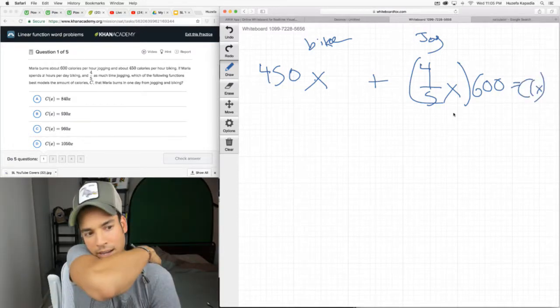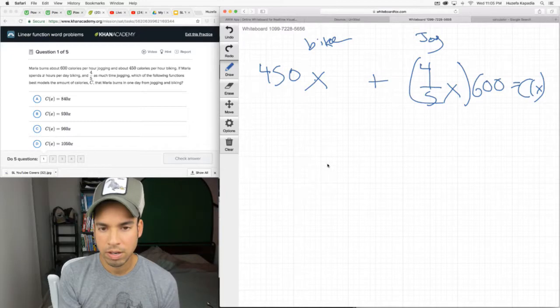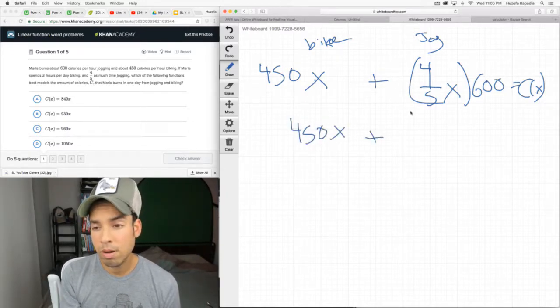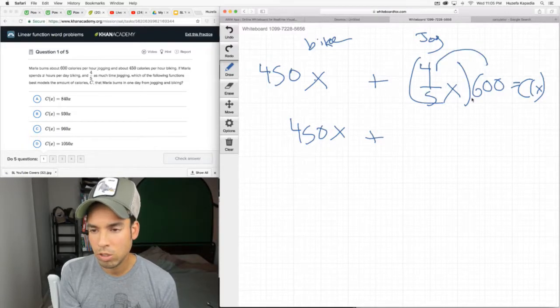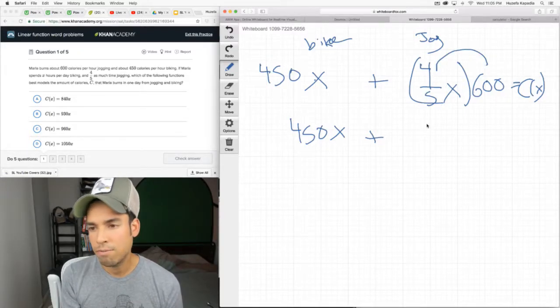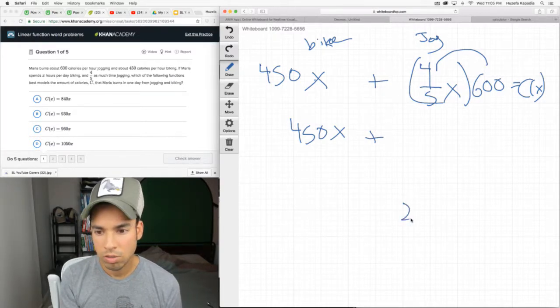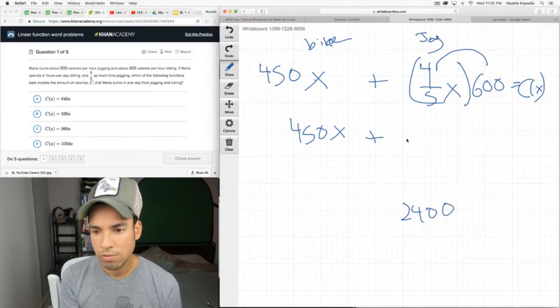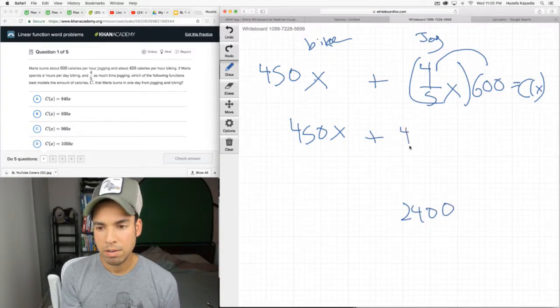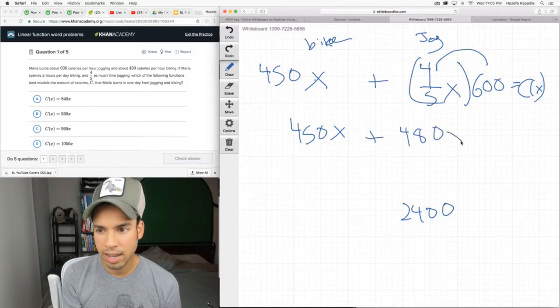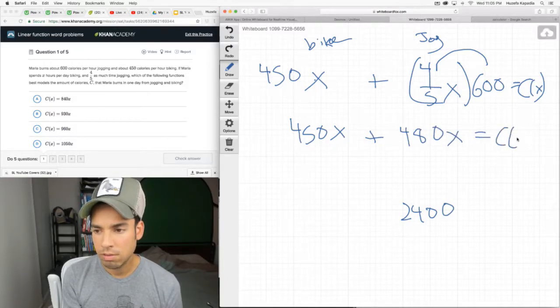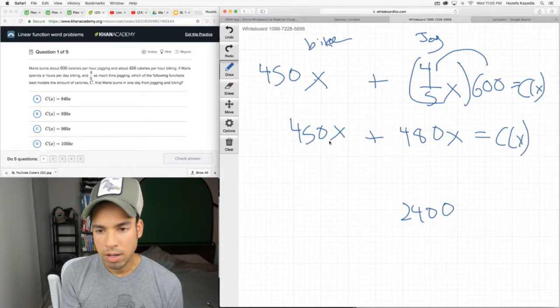All we've got to do now, I can tell by looking at the answers, is simplify. So 450X plus, this is a calculator problem, so you can use a calculator if you want. We multiply these numbers, the numbers multiply, not the variables. What is 4/5 of 600? That's 2,400 divided by 5, which is 480. So 480X, and then we combine these two.